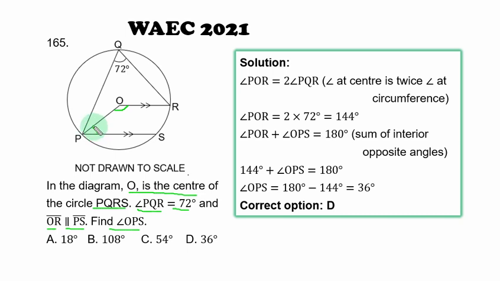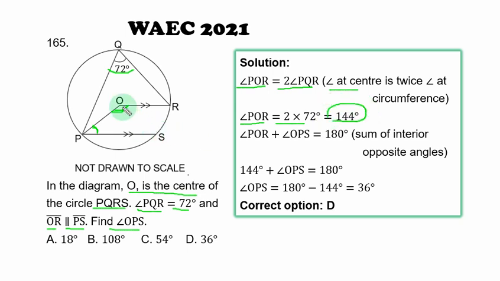So to get the required angle, you need to get this angle, and it is an angle at center to this angle at circumference. Therefore, angle POR is equal to 2 times angle PQR. Angle at center is twice angle at circumference. Therefore, angle POR becomes 2 times 72 degrees, and that is 144 degrees.